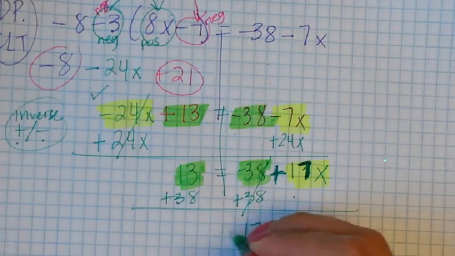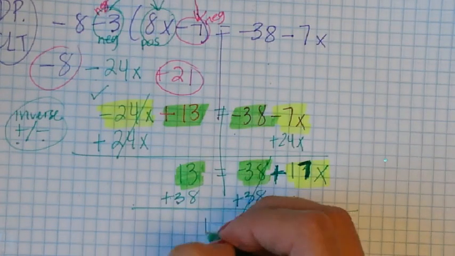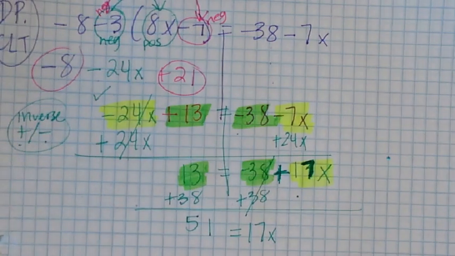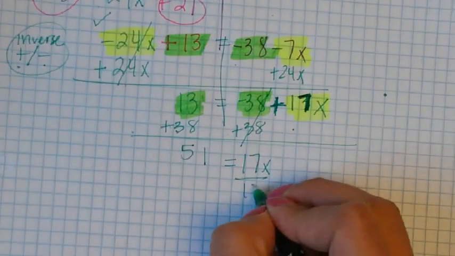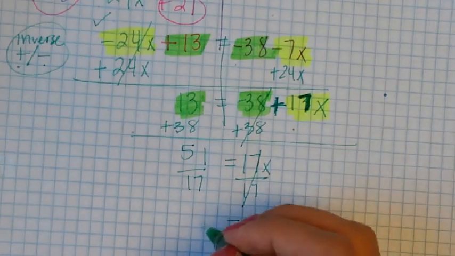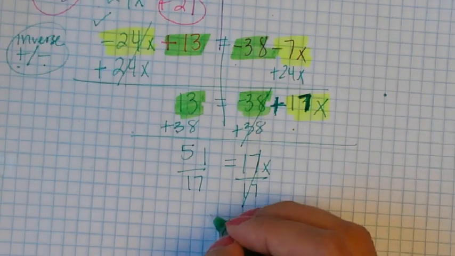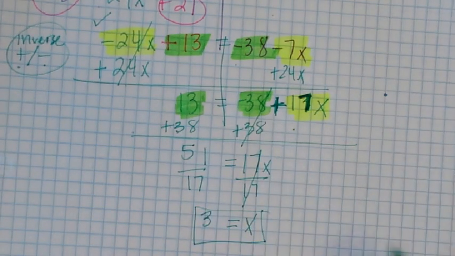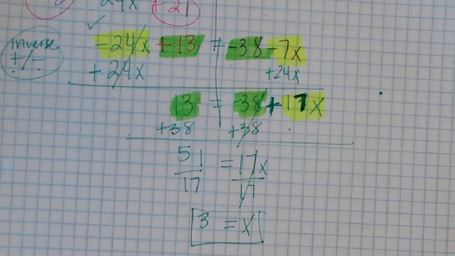So 17x equals 51, okay? And then my final step would be to divide by 17. So x equals 3. And that would be my answer, okay?